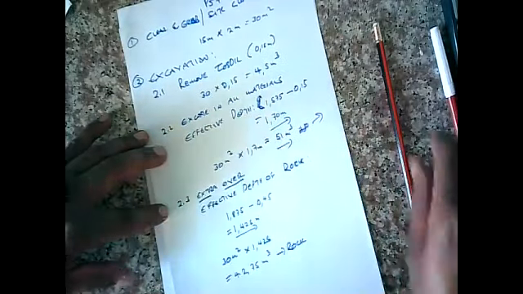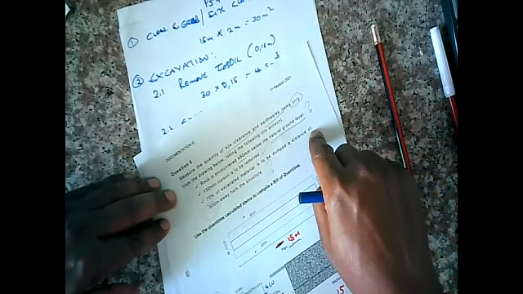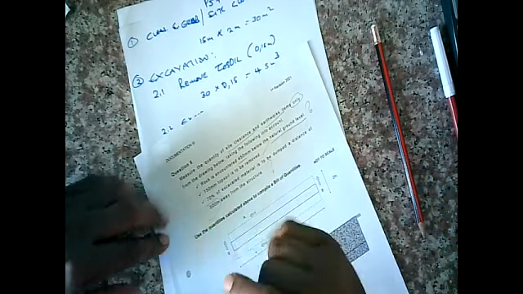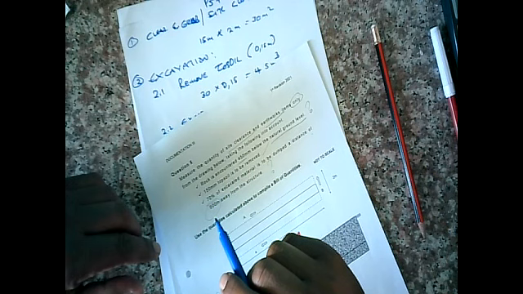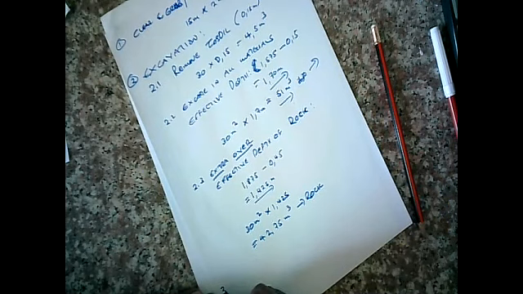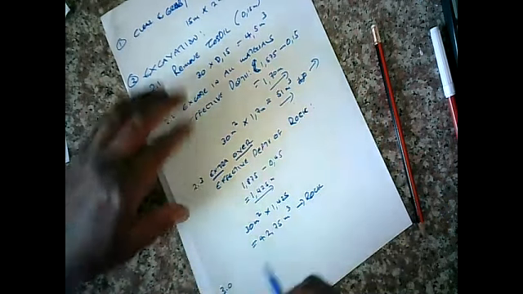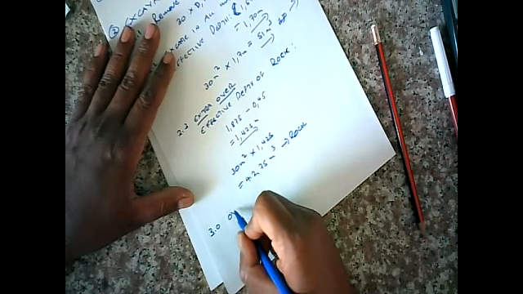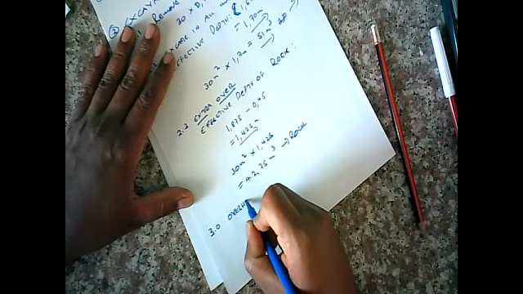New concept. Now, the question goes on to say 70% of the excavated material is to be dumped a distance of 900 meters away from the structure. All right, so let's look at that. And that shall fall as number three. And that we will call overhaul.